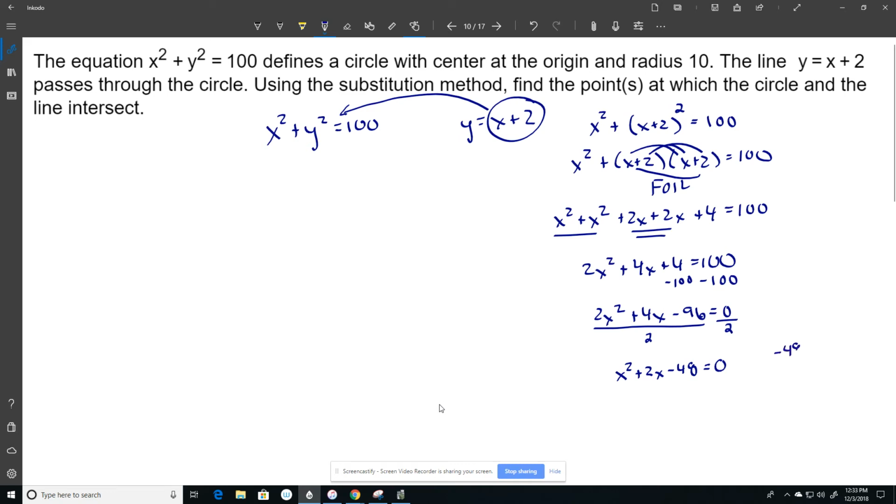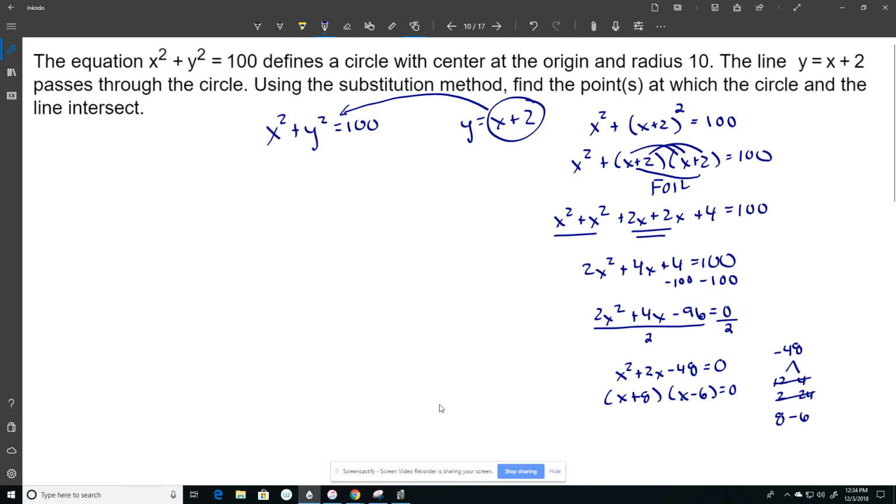I'm looking for something that multiplies to negative 48 and adds up to 2. So there's 12 and 4. Those aren't going to work. 2 and 24 definitely won't work. 8 and 6, I believe, multiply to be 48. But one of them needs to be a negative, and because this is a positive 2x, I want the smaller number to be the negative. So when I factor, I get x plus 8 multiplied by x minus 6 equaling 0.